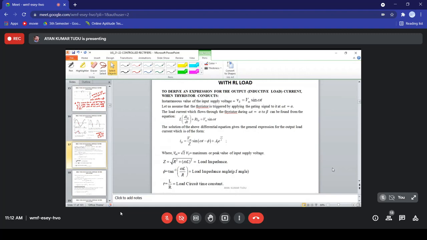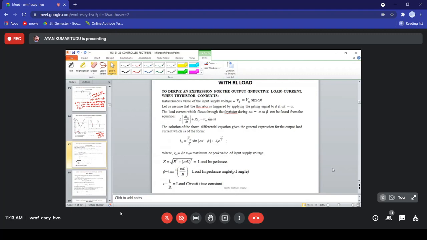What is tau? Tau is written here, as you can see below. Tau is nothing but L by R, the load circuit time constant, where Vm is the maximum peak value of the input supply voltage, that is Vs into root 2. Z is the load impedance, root over of R square plus (omega L) whole square. Phi is the load impedance angle, which is tan inverse of omega L by R.